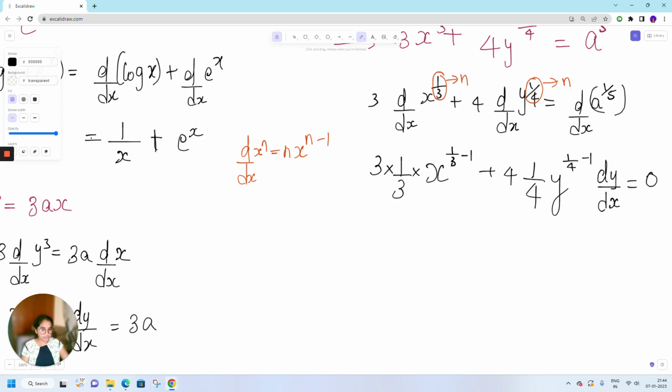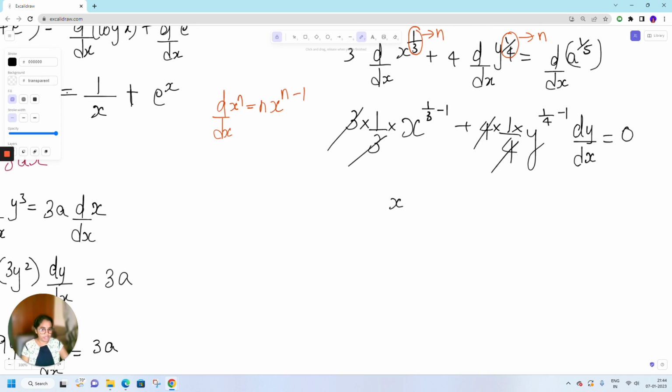Clearly, all these are in multiplication. Agree? So 3 and 3 get cancelled. Here 4 and 4 get cancelled. Yes. What else can I do? x to the power 1/3 minus 1. Can I? Yes, after taking the LCM, 1/3 minus 1 is minus 2/3, plus 4 to the power, same, after taking the LCM I would get 1 minus 4 divided by 4, that is minus 3/4. dy/dx is equal to 0.